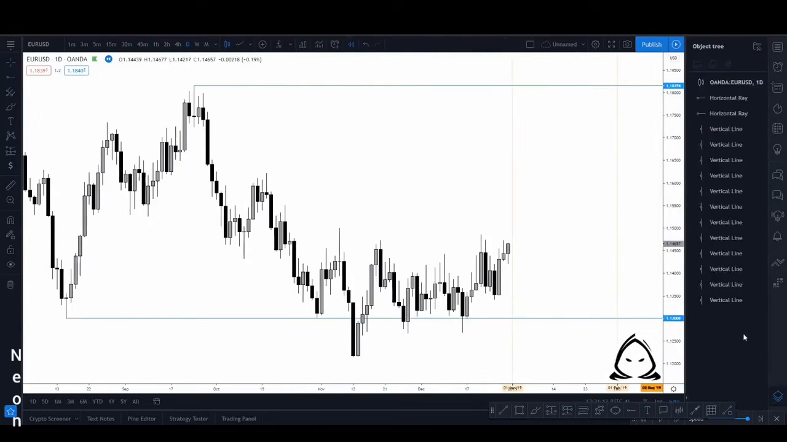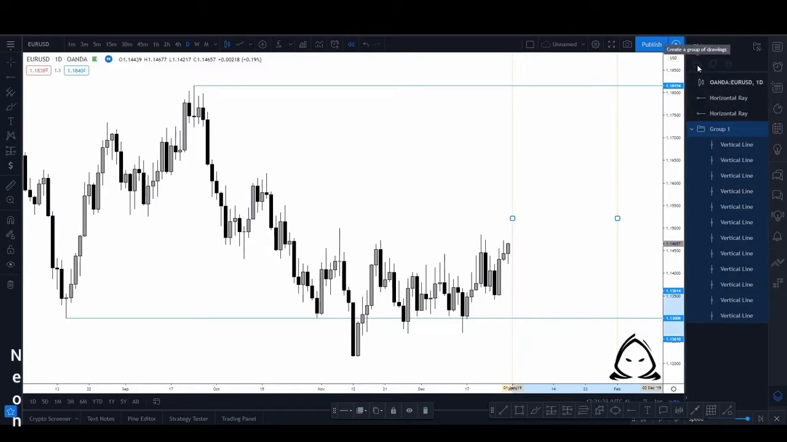And one other thing that's helpful to do is opening up your object window right here in the bottom right corner and basically grouping certain objects so that they're organized. So what I did here was I selected all of the vertical lines, which are the monthly markers, and then I hit the create a group of drawings. So now it's created this into a group, and if I right click on the folder, we can click rename, and I'll just put monthly markers so that I know that that's what they are.